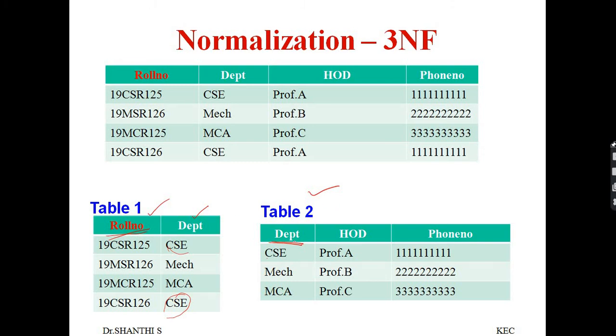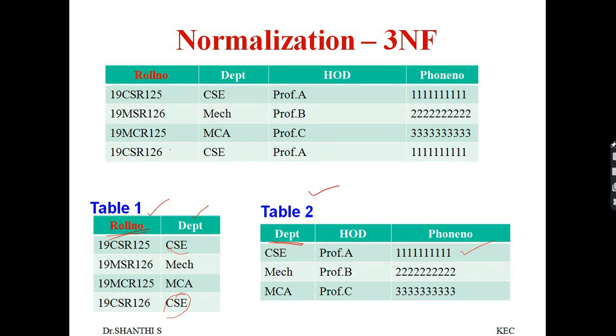Consider the second table. By using this department, you can identify who is the head of the department, as well as what is the phone number of the head of the department. Similarly, by using the phone number, you can determine who is the head of the department, as well as what is the department. So here all the 3 attributes are called prime attributes. Department, HOD and phone number, all 3 are prime attributes. So here there is no transitive dependency on non-prime attributes, because all the 3 columns are prime attributes. So now both the tables are in third normal form.